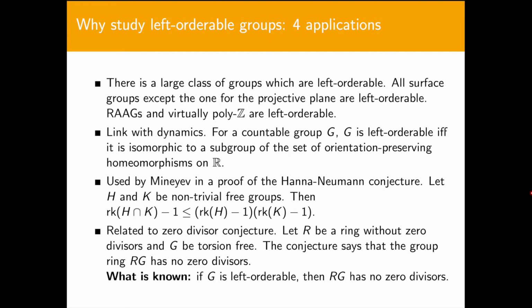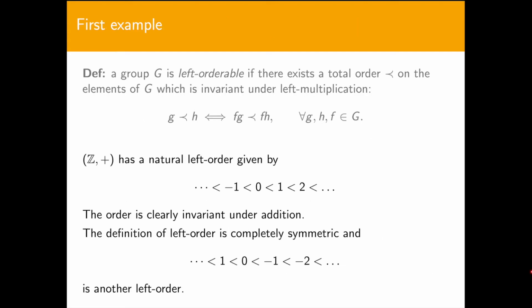And finally, left-orderable groups are related to the zero divisor conjecture, which is famous in the group ring area of study. So let R be a ring without zero divisors and let G be torsion free. Then the conjecture says that the group ring RG has no zero divisors. And what is known is that if G is left-orderable, then RG has no zero divisors.